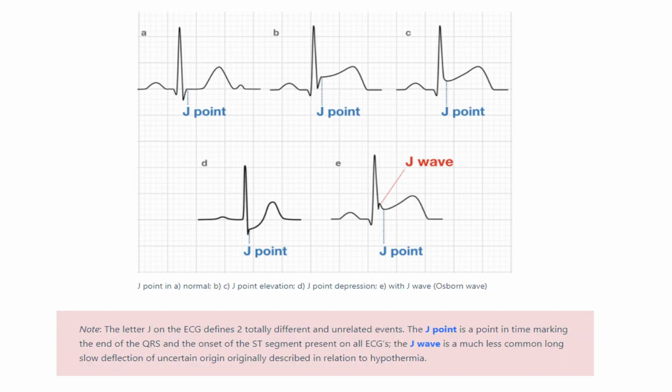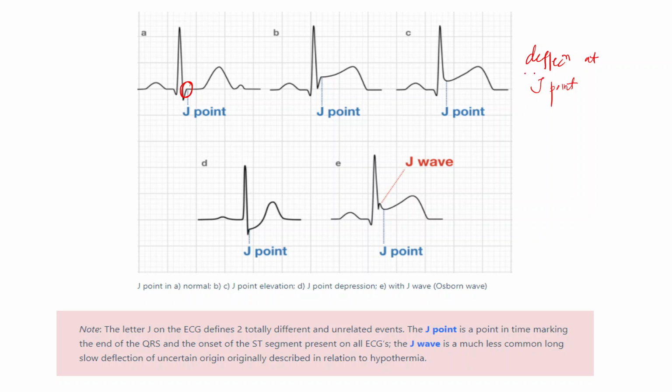What is Osborn or J wave? This is nothing but an upward deflection. This is just a deflection at J point. What do you mean by J point? J point is nothing but the meeting point of QRS complex and the ST segment. So this is the meeting point, the end of QRS and the start of ST segment. That is known as the J point.